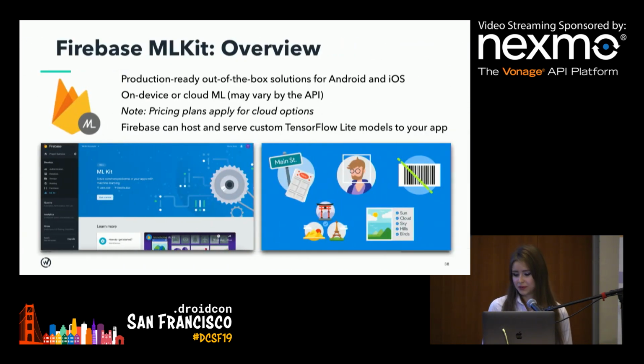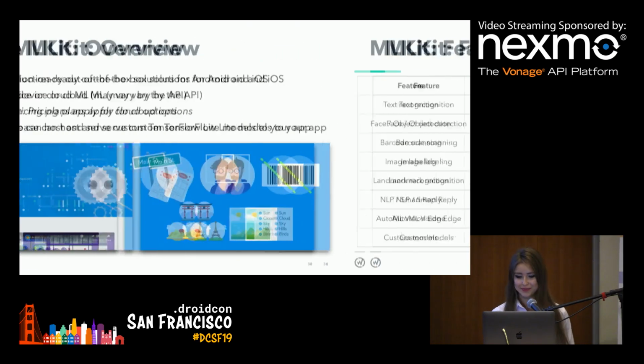Okay, now let's move on to Firebase MLKit. You probably know that it provides a lot of out-of-the-box solutions for Android and iOS. It allows you to do on-device or cloud machine learning, but it can vary by the API. Also, note that for cloud APIs, pricing plans apply. Another cool thing about Firebase MLKit is that it can host and serve custom TensorFlow Lite models to your app, and you can configure when you want to use the cloud-based model or the on-device model.